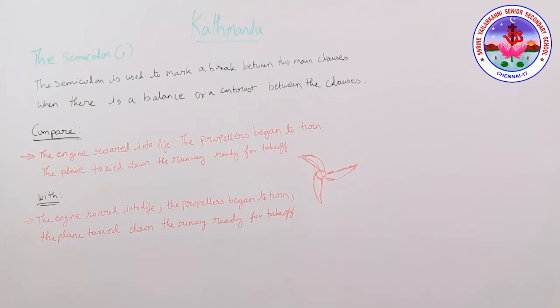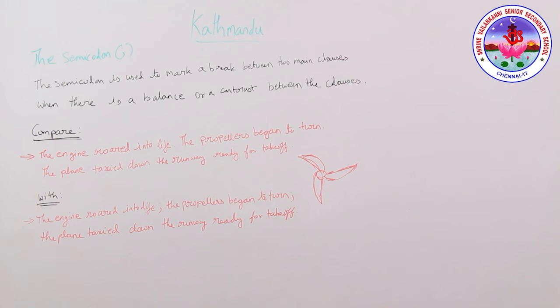Now, why do we use a semicolon? What is the usage of a semicolon? The semicolon is used to mark a break between two main clauses when there is a balance or a contrast between the clauses. Now, see the first one and compare it with the next one. The first comparison: the engine roared into life, full stop.